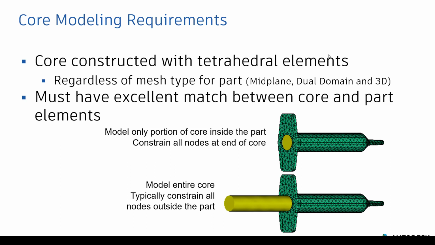And model only the core portion inside the part and constrain the nodes at the end, like shown in the first picture. Obviously you may end up creating a bigger core, which will just increase the number of elements, but I would not recommend doing that. So cutting the core at the part level and only keeping the core that is inserted within the part is recommended. Let's look at the demonstration.